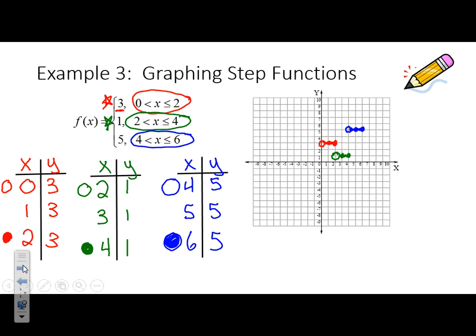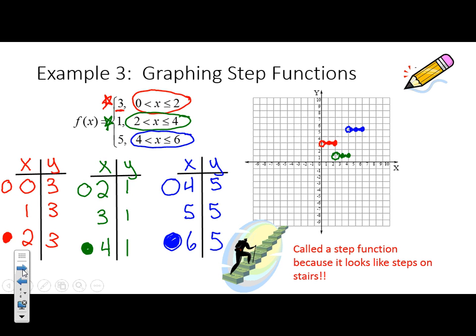Now, just a little side note, ladies and gentlemen. This is called the step function because they look like steps. So make sure you get that written down too. All right, as long as you have all 3 examples written down, that's all that I have for you today.